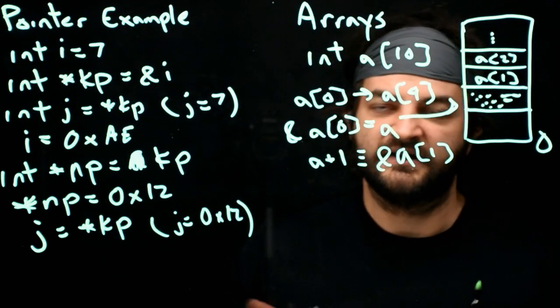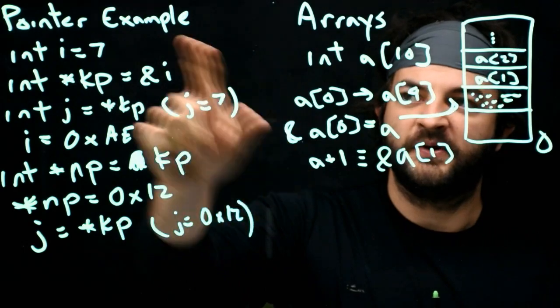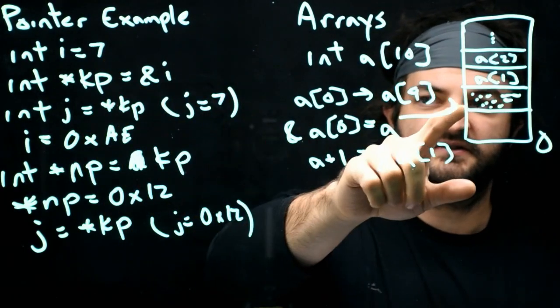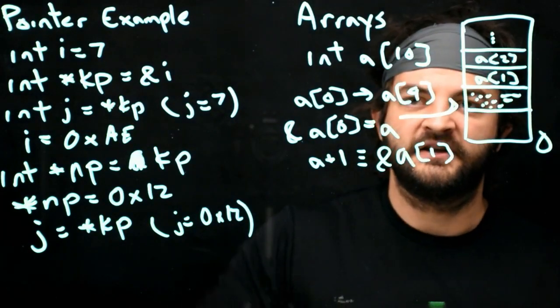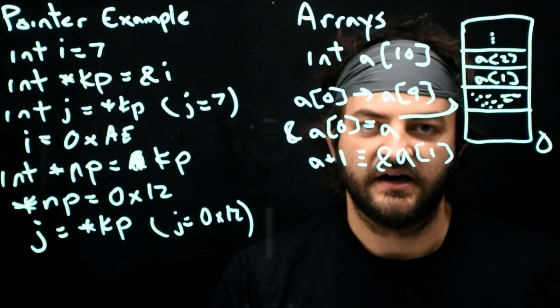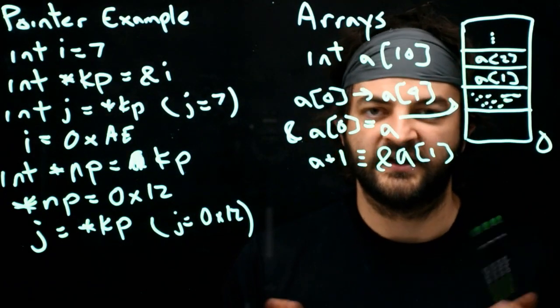And the main takeaway is that pointers know two things. They know the address and they know the type. And an array, the name of the array, is the pointer to the first element of that array.